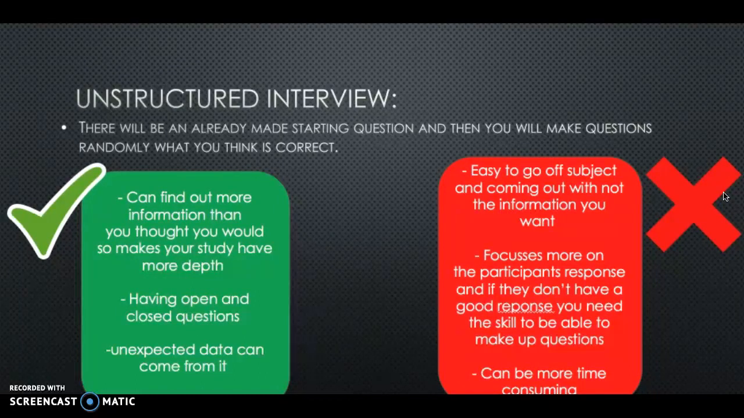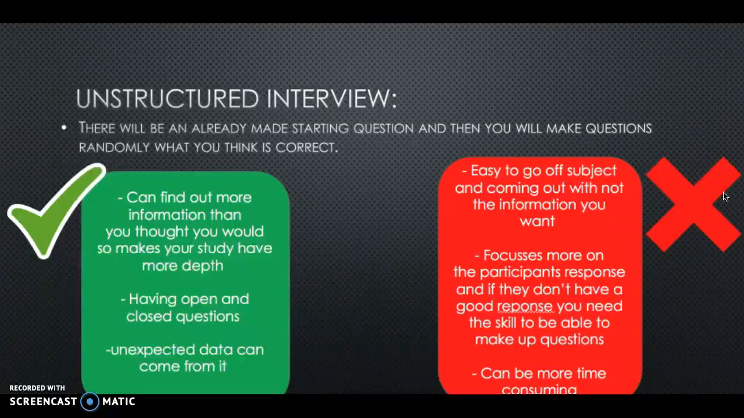The unstructured interview is where there'll be an already made starting question, and then you'll make up questions randomly, what you think is correct, depending on what the participant's reply is. The advantages are you can find out more information than you thought you would, so it makes your study have more depth. Having open and closed questions is a good mixture, and unexpected data can come from it as well.